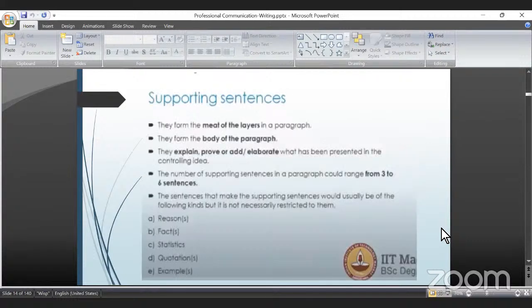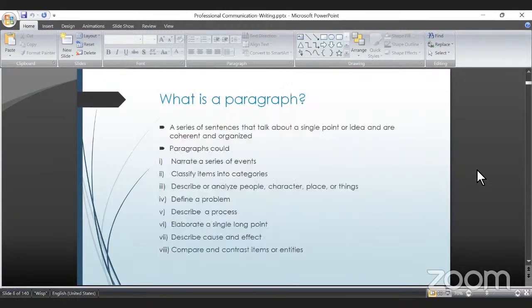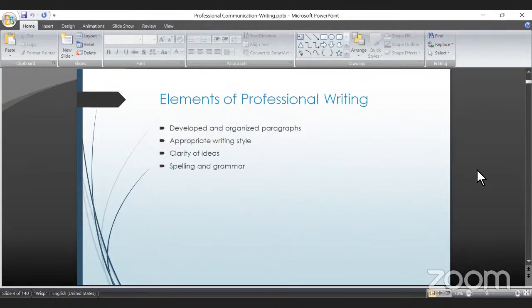All right. So we had finished talking about the first part, which is the topic sentence. We were discussing development of paragraph, right? Just to give you a quick revision of what we were doing. We discussed the basics of professional writing, how it is different from other writing. And this is the part we are at right now. We're looking at the elements of professional writing, and within that we're now discussing the first part, which is developed and organized paragraph, right?